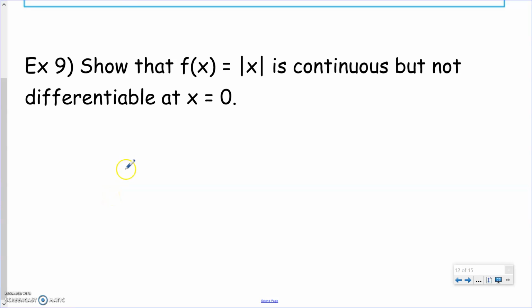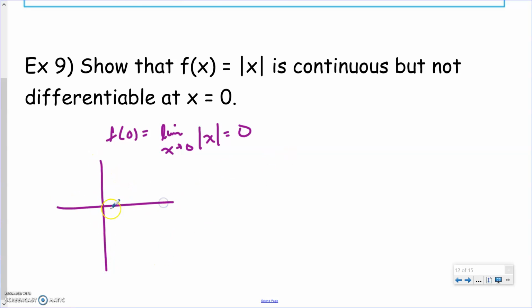So if we look at this, then we can see that f of 0 is equal to the limit as x approaches 0 of the absolute value of x, which is 0. Okay, the limit is actually the same. We know that because if I look at the graph of the absolute value, it looks like this. So as I approach 0 from both sides, my limit is 0. However, if we go ahead and find f prime at 0, we're going to do the absolute value of 0 plus h.